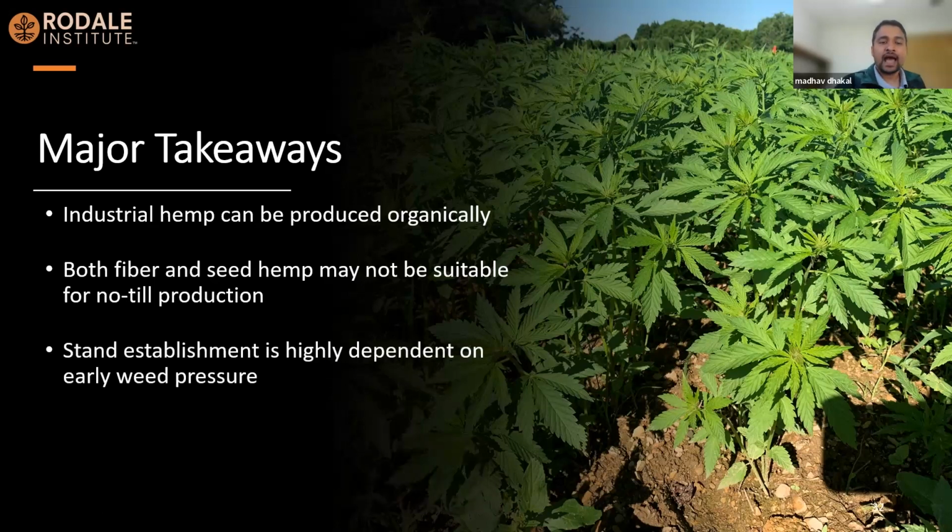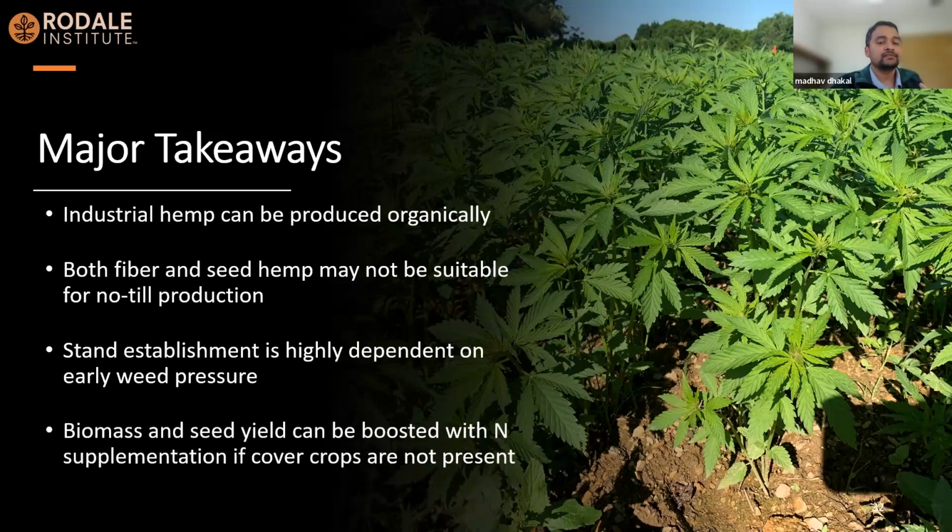Stand establishment is highly dependent on early weed pressure, because hemp seedlings are not tolerant to any type of weed pressure. These are not corn and soybean. These are not like other row crops. Hemp seedlings are very vulnerable, especially for the first 2 to 3 weeks. And the biomass and seed yield can be boosted with supplemental nitrogen if cover crops are not present. If there is a cover crop, you don't need to worry about adding nitrogen fertilizer. And hemp can effectively suppress weeds.